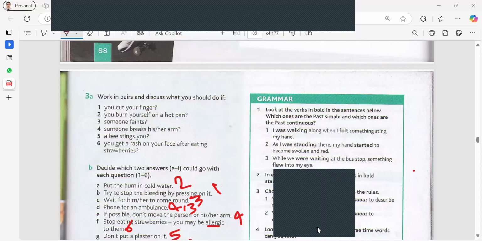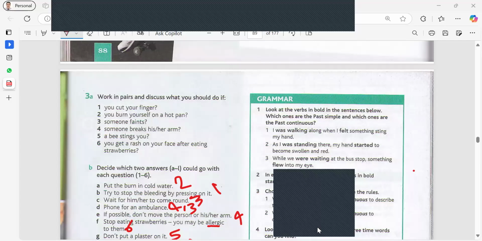2. Yes. Shabab, now what should you do if you cut your finger? The first thing is you have to stop the bleeding. How? By pressing on it. Yes. And also you can stop it with cold water and put it above your head. Excellent.